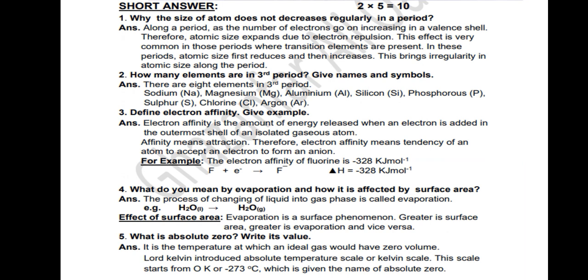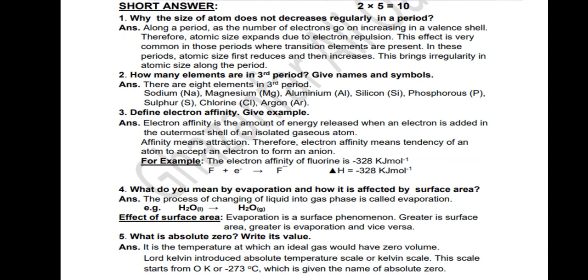Define electron affinity. Give example. Electron affinity basically is the amount of energy released when an electron is added in the outermost shell of an isolated gaseous atom. You have to write the example here that when an electron is added to a fluorine atom, it is converted into fluoride, and the amount of energy released is equal to 328 kilojoule per mole.